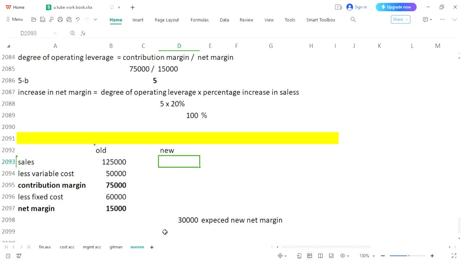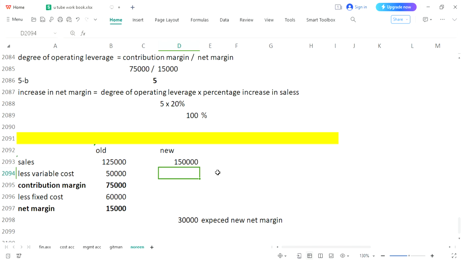Okay, here is your old sales. You will increase this sales by 20%. How? 125,000 is your old sale. Increase how? 20% would be increased. So 125,000 old sales multiplied by 20 divided by 100. This is the old sale and this is the increase. Collectively it would be your new sales.